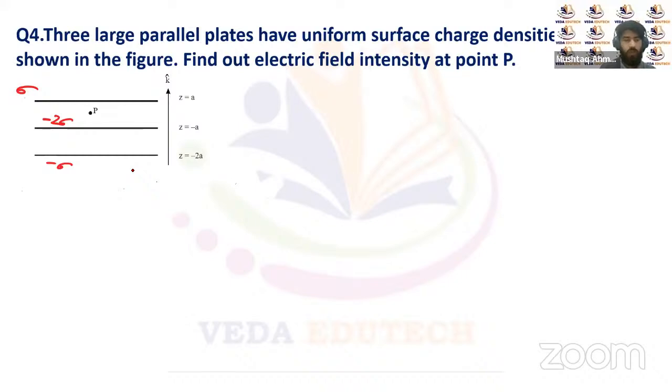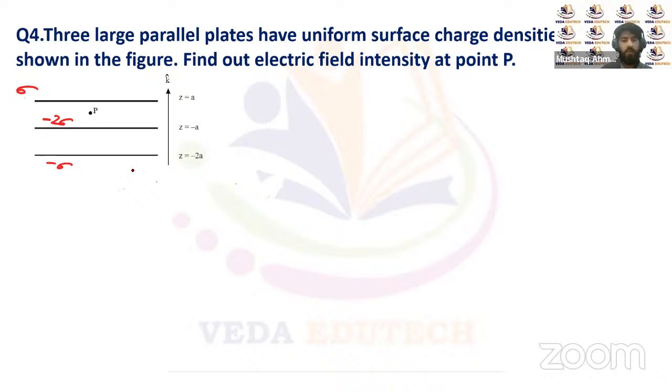Now moving on to the next question. The next question says that three large parallel plates have uniform surface charge densities. As shown, the first plate has sigma, another plate has minus 2 sigma, and the third plate has minus sigma as the charge density. We have to find the electric field intensity at point P.